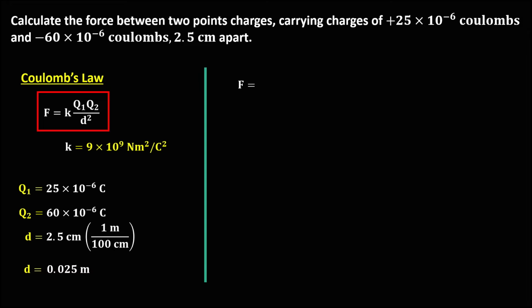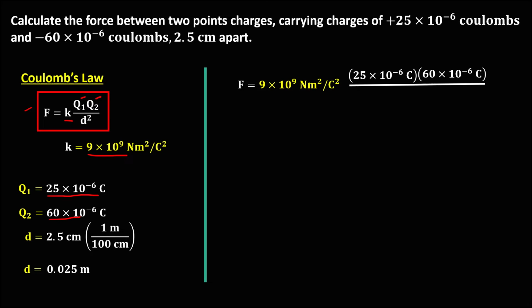Then this time, to solve for the force using Coulomb's formula, we have K, and K is 9 times 10 to the power positive 9, times Q sub 1, the first charge, that's 25 times 10 to the power negative 6, then times Q sub 2, that's 60 times 10 to the power negative 6, then over the distance squared. So the distance in meters, that's 0.025 meter, then to the power 2.